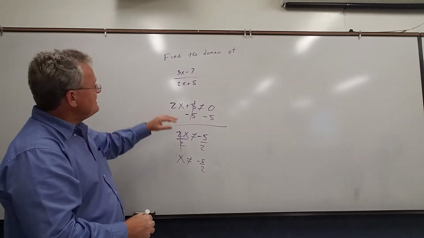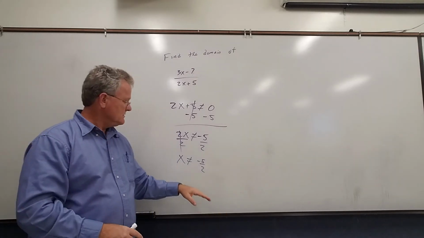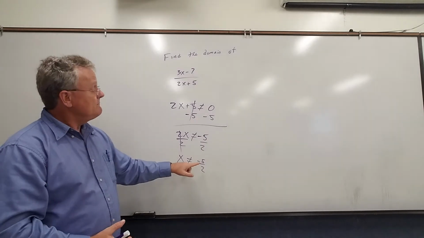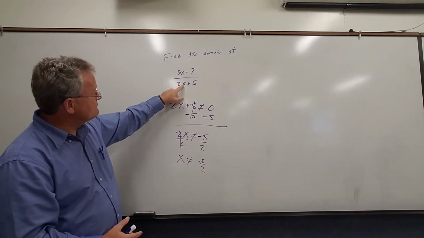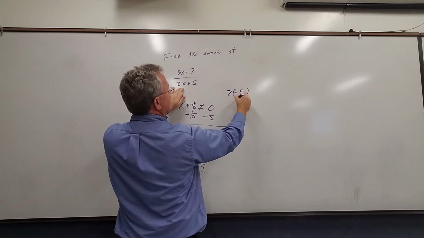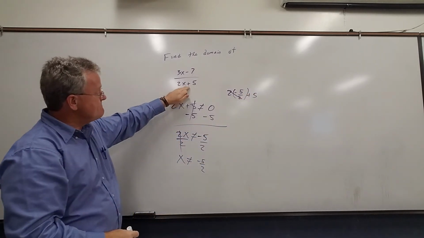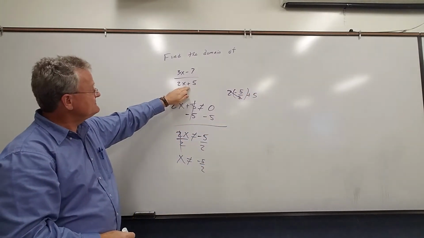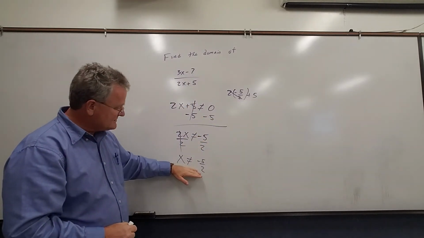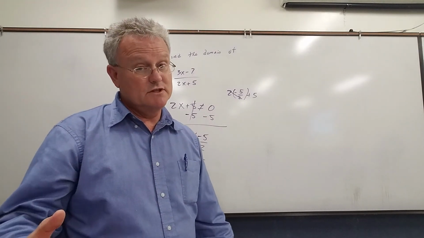So the domain of this expression is x can be any number at all. It just can't be negative 5 over 2. Why? Because if I plug in negative 5 over 2 here, we get 2 times negative 5 over 2 plus 5. These 2's cancel, negative 5 and 5. It makes this 0. And when this is 0, division by 0 is undefined. So x can be any number, it just cannot be negative 5 over 2. That's the domain.